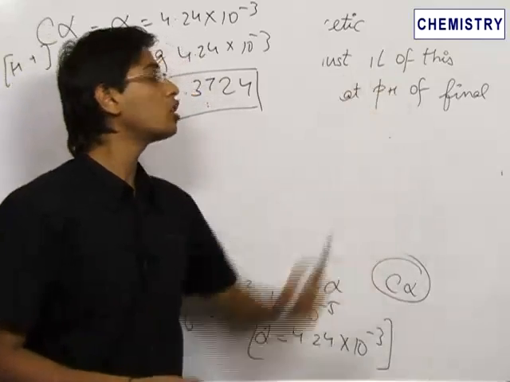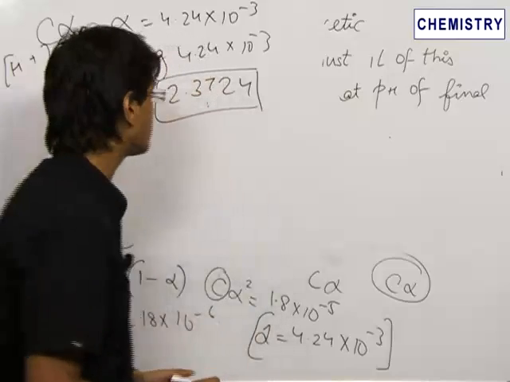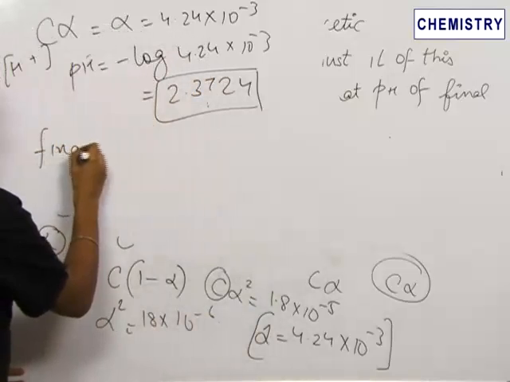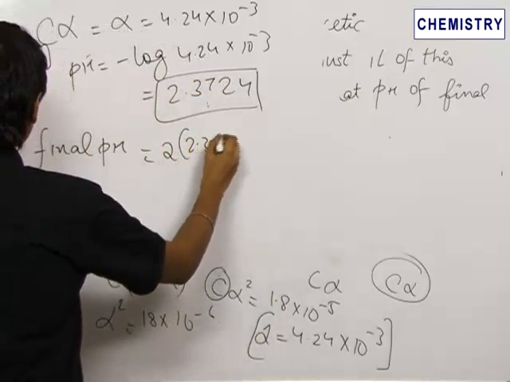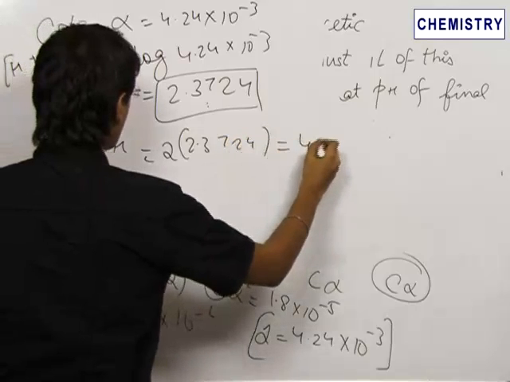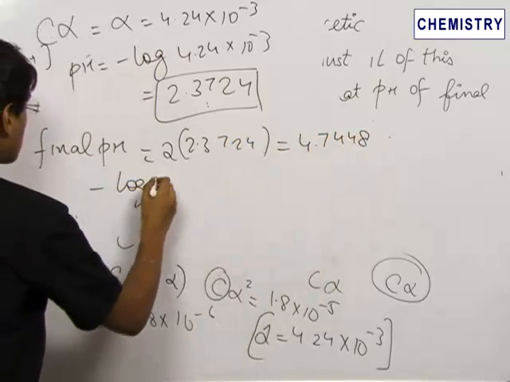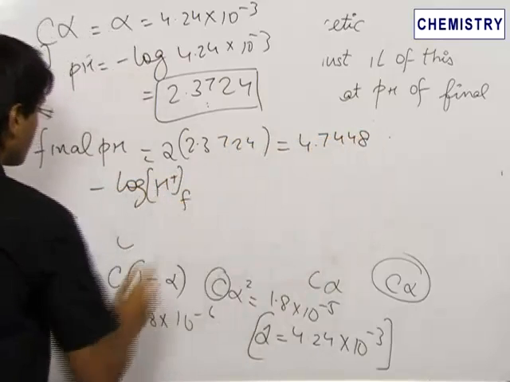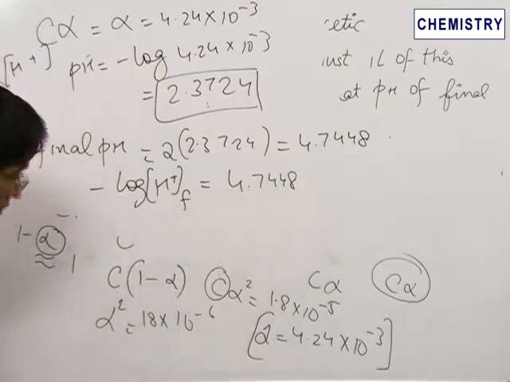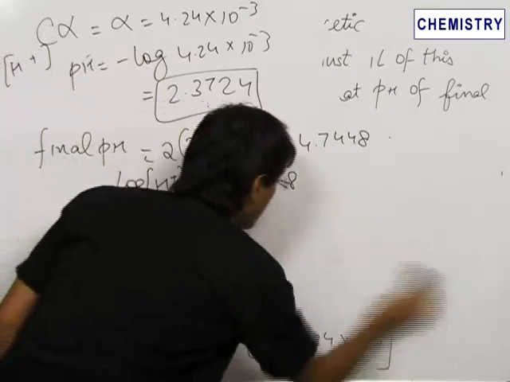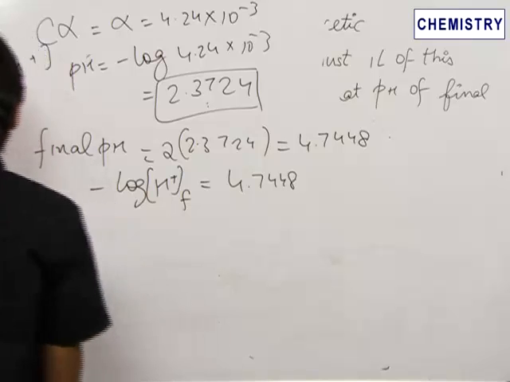Now in order to find the answer for the second part, we are asked to what volume this 1 liter of the solution must be diluted so the final pH is equal to twice the original pH. So our final pH will be twice of 2.3724, which is equal to 4.7448. So -log of the final H+ ion concentration is equal to 4.7448. From here we can find the H+ ion concentration in the final solution.